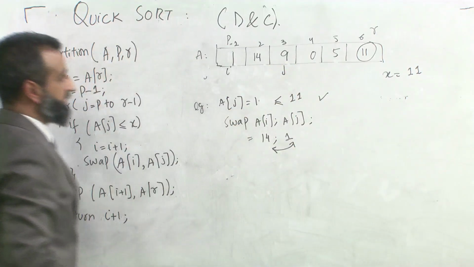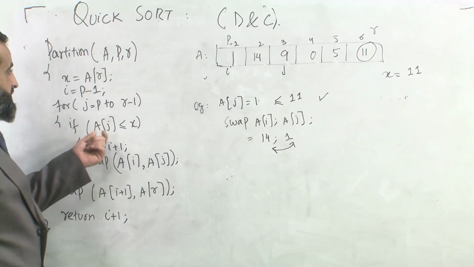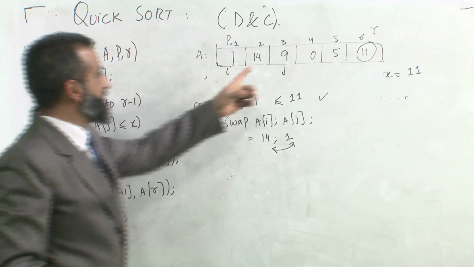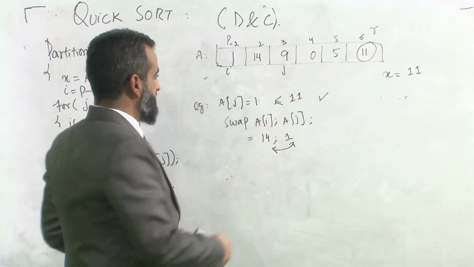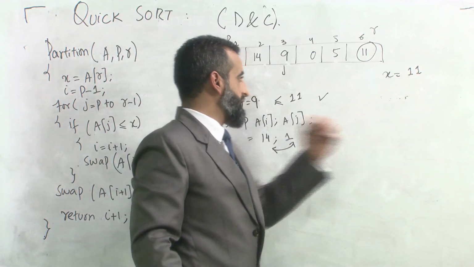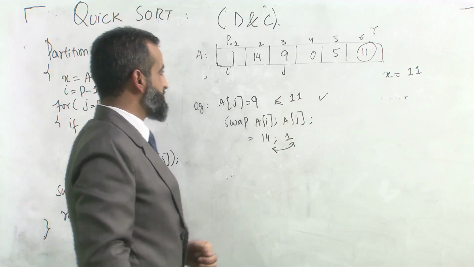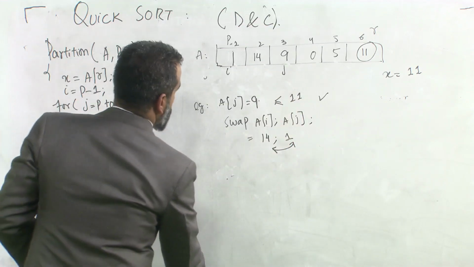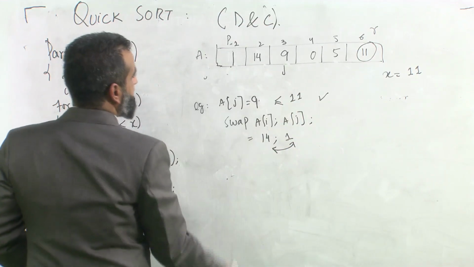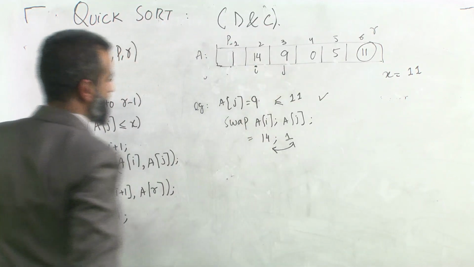Once we are inside the loop, we'll make the necessary comparison between A of J and X. A of J is now pointing towards 9, and X, the pivot element, is 11. So again, the condition is true. In this case, 9 is less than or equal to 11. So I'll increment I, and I will now be pointing towards my next element.